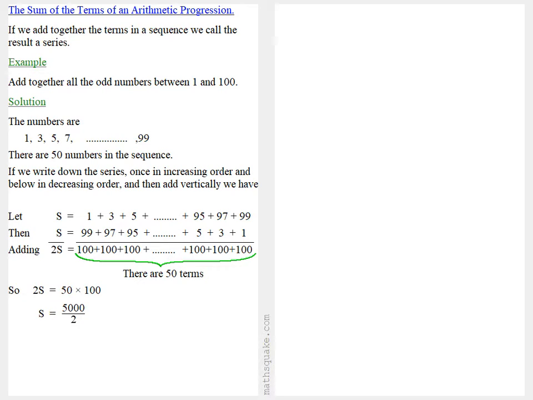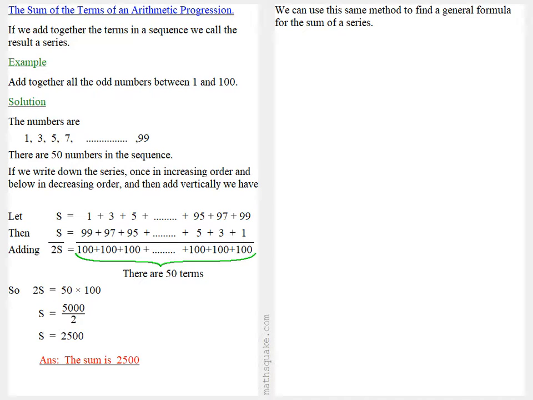So S is equal to 5,000 divided by 2, which is 2,500. So the sum of the odd numbers between 1 and 100 is 2,500. We can use this same method to find a general formula for the sum of a series.